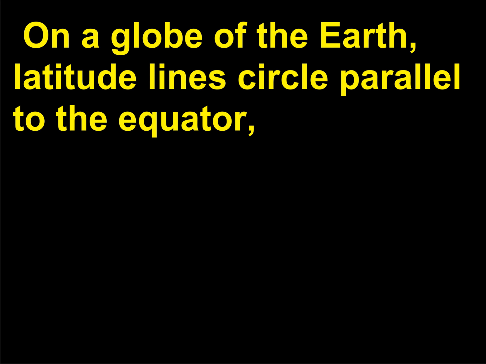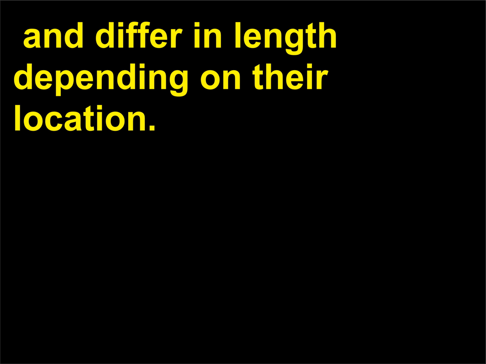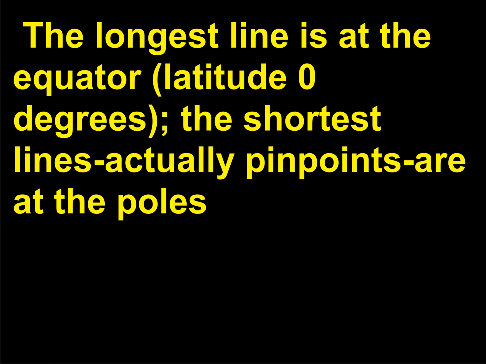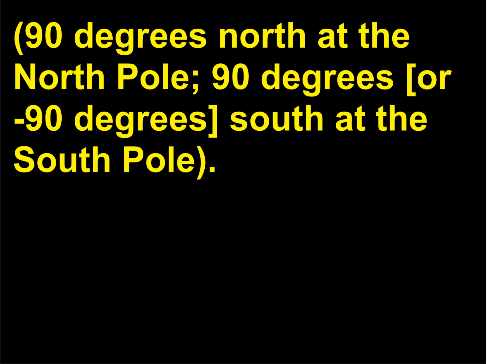On a globe of the Earth, latitude lines circle parallel to the equator and differ in length depending on their location. The longest line is at the equator, latitude 0 degrees. The shortest lines, actually pinpoints, are at the poles: 90 degrees north at the North Pole, 90 degrees or minus 90 degrees south at the South Pole.